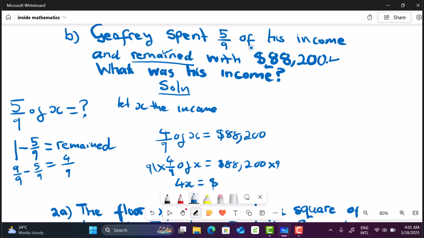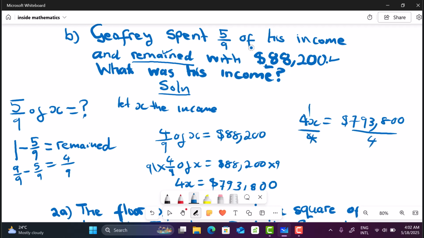9 times this, we get 0 here, 0 here, 8. We get 1. Here we get 3. Here we get 9. Then 7. So we get nothing but 793,800. So we divide both sides by 4. So it will be 4x is equals to 793,800 all over 4.